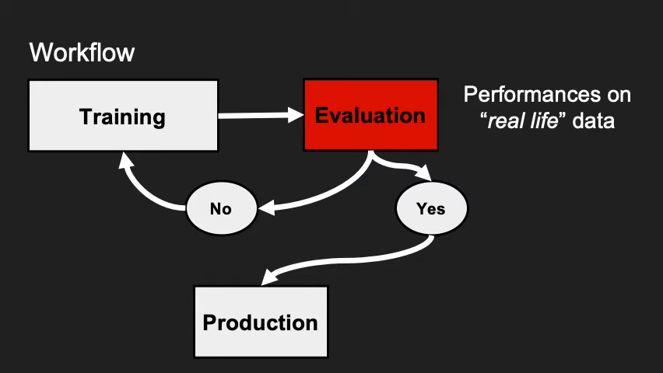So now that we've looked at how neural networks basically work and how they are usually represented, we can go into more details on the workflow of how we use and train our networks in real life. Usually you have a training phase, and then an evaluation phase where you assess the performance of the network on real life data. If that evaluation is not successful, you go back to the training and redo that step. If it is successful, then you can bring your model to production.